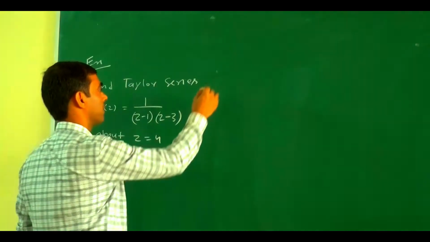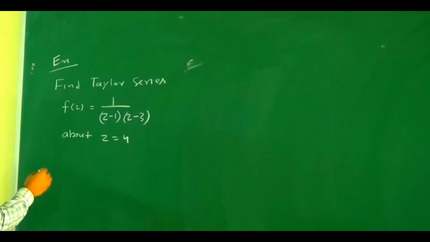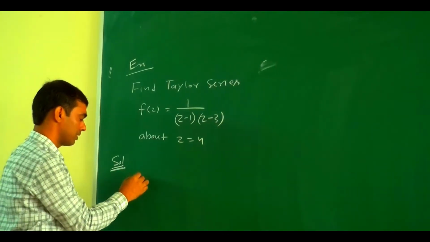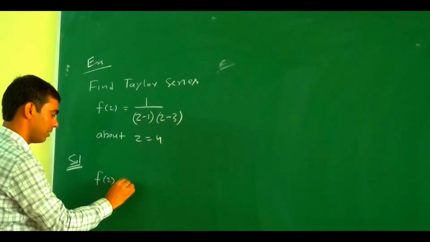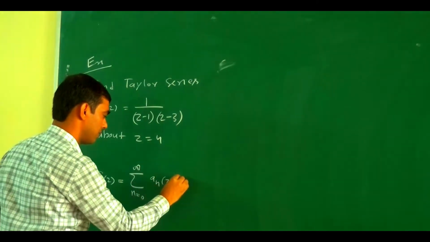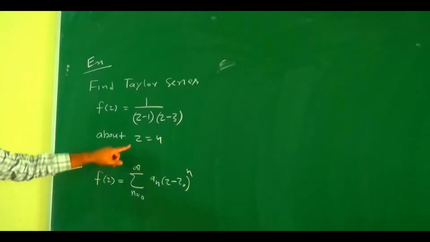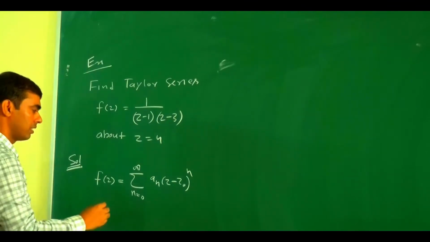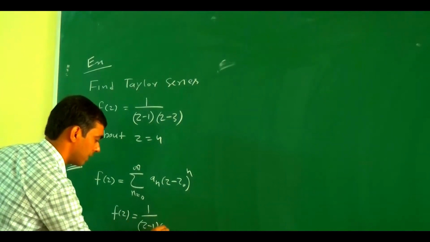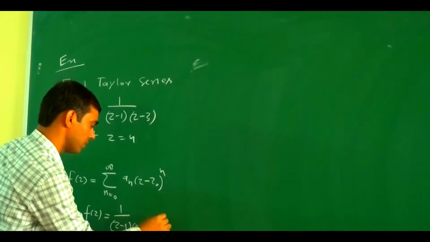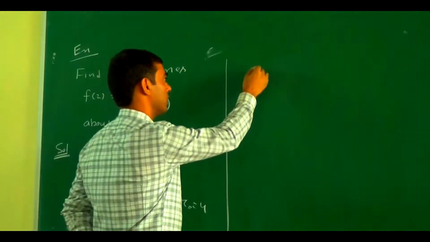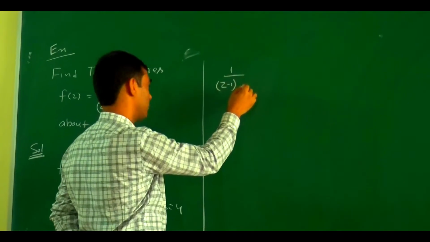So, what is the solution? How do we find the solution? We start from here. We know what the Taylor series expansion of any function is: f(z) = summation n equals 0 to infinity a_n (z - z0)^n. In this case, f(z) = 1/((z-1)(z-3)), and z0 is 4. So first we find the partial fraction of 1/((z-1)(z-3)).